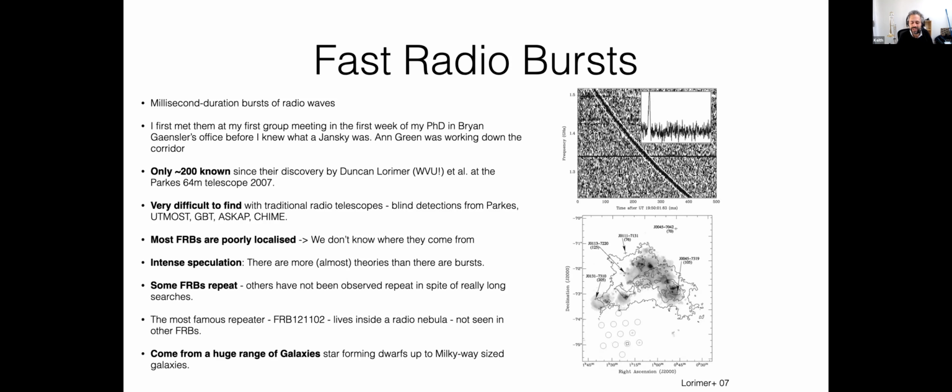Most FRBs are very poorly localized, so we don't really know which galaxy they came from. For a long time, there was very intense, and still is intense, speculation about what forms these things. There are still massive questions there. Some fast radio bursts repeat, some of them don't. The first one ever known to repeat lives inside a radio nebula, and that's not seen for almost all of the other ones. And they come from a huge range of galaxies, so there's not really an obvious progenitor class that they point to.